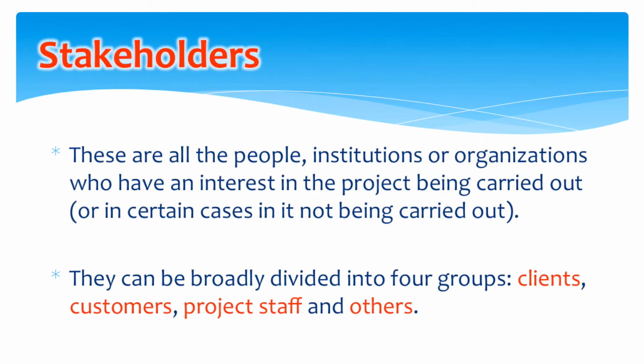These are all the people, institutions, or organizations who have an interest in the project being carried out. 这包括所有的人、机构、组织，他们希望你这个项目能够成功。括号很有趣 or in certain cases in it not being carried out. 或者这些机构、这些人他们不希望你这个项目成功。我们待会儿举例时候会说，你搞一个项目，和他利益相关的人为什么可能会不希望你成功呢？这就是利害关系了。They can be broadly divided into 4 groups: clients, customers, project staff, and others.